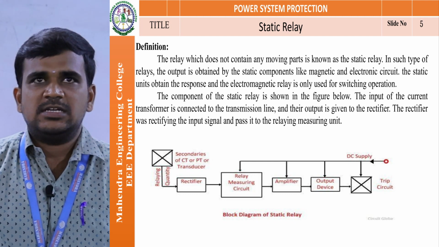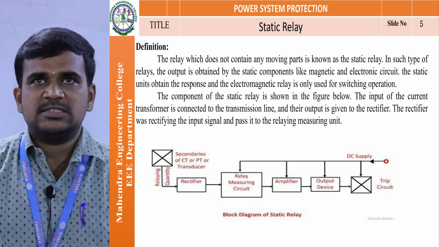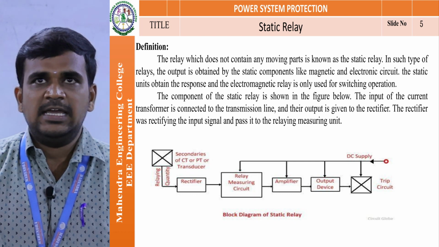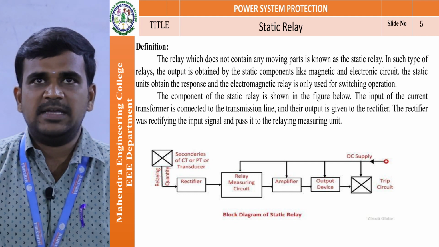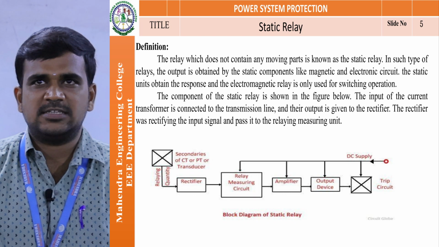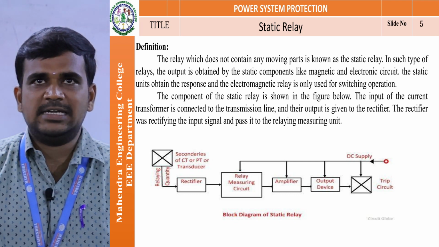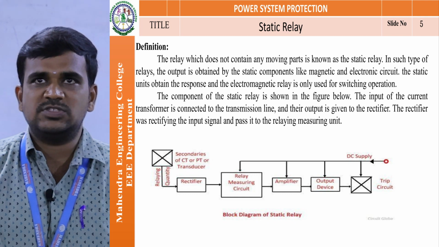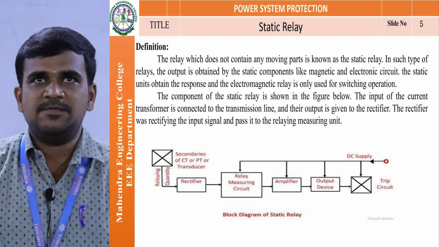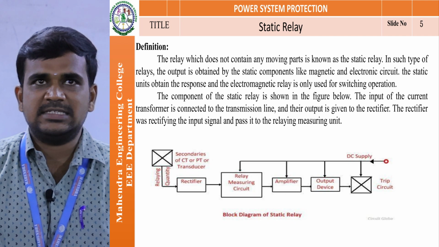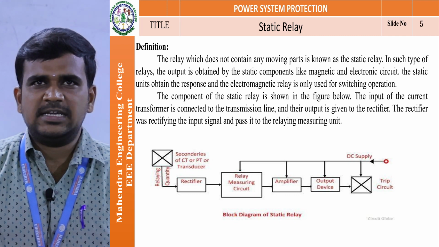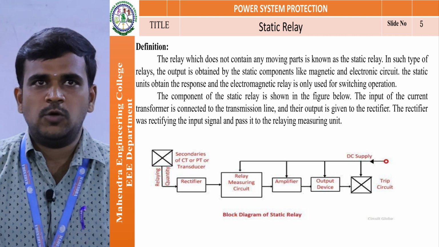The relay which does not contain any moving parts is known as a static relay. In such a relay, the output is obtained by static components like magnetic and electronic circuits. The static units obtain the response, and the electromagnetic relay is only used for switching operation. The meaning of static is nothing but rest. The components of a static relay are shown below.